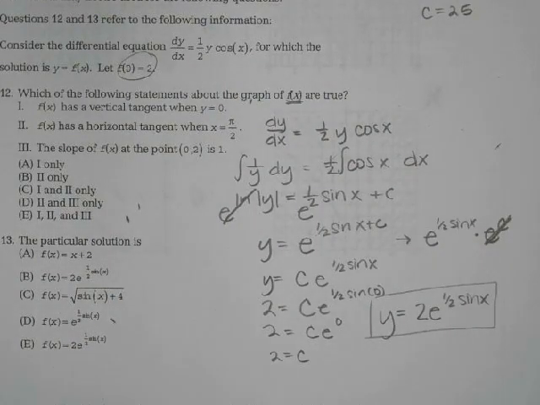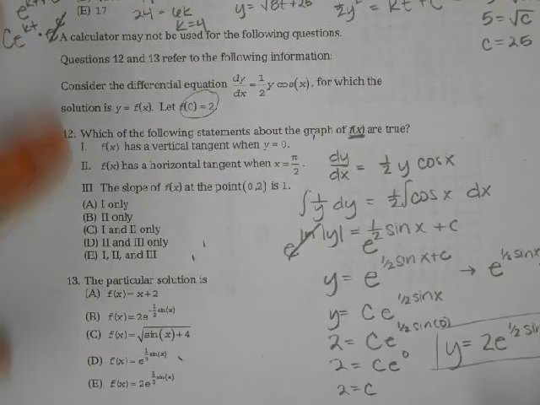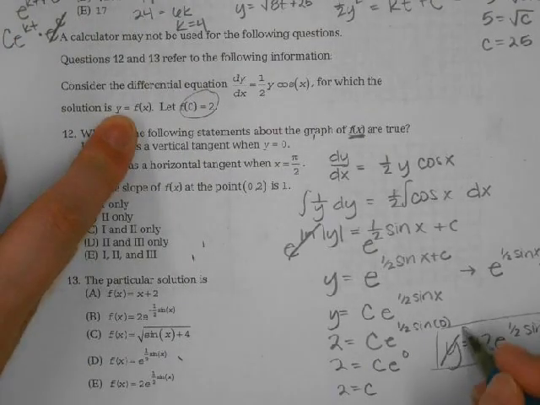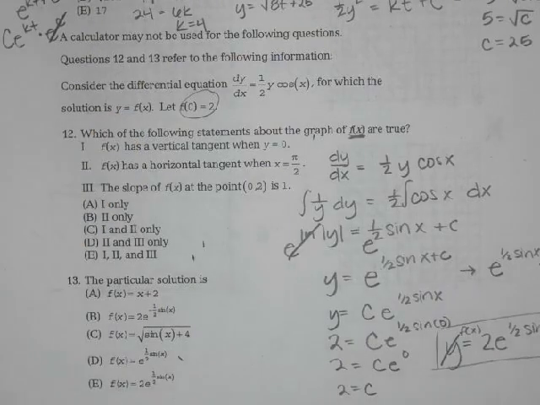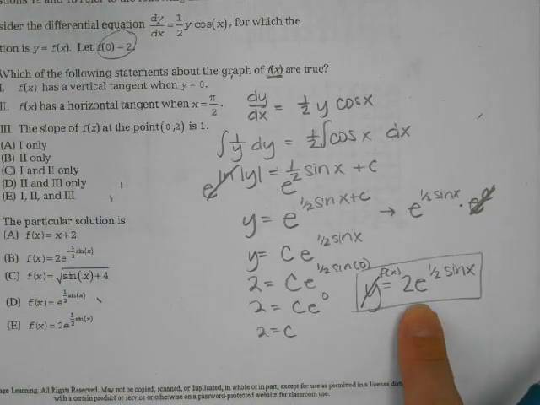So it says that f of x has a vertical tangent. Remember they said y equals f of x. This is our f of x. F of x has a vertical tangent at y equals 0. I know that vertical tangents happen when the derivative is undefined. So I looked at this and I was like, okay, I'm going to need to take the derivative of this.